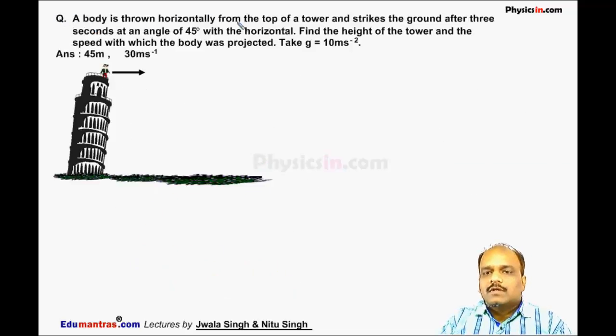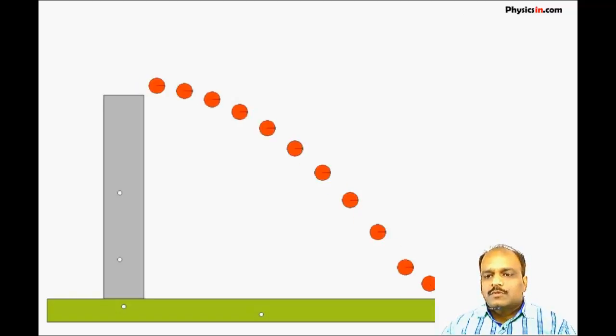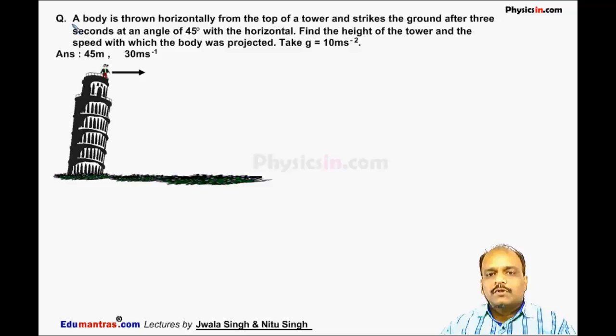A body is thrown horizontally from the top of a tower and it strikes the ground after 3 seconds at an angle of 45 degrees with the horizontal. Find the height of the tower and the speed with which it was projected. Take g equal to 10 meter per second square. Before going through this question, we will see this video. This is a particle which is projected from the top of a tower with some speed horizontally to strike the ground. Now, after watching that video, we can very easily solve this.